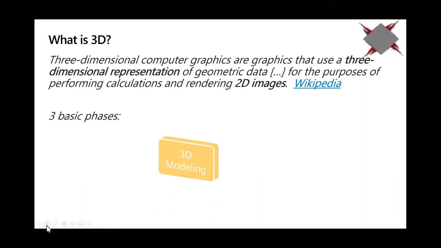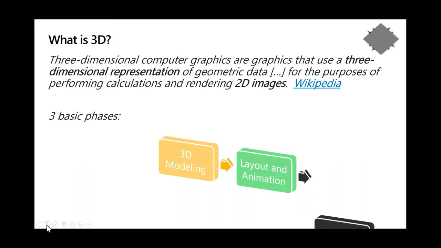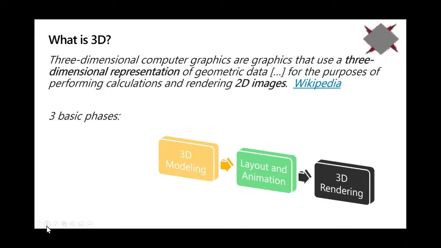So we have basically 3 phases. First, we have to do some modeling. So we have to create a model of a 3D object, for example, or 3D animals, as we have seen. We then put some layout and some animation on them. And at some point, the computer does the rendering.